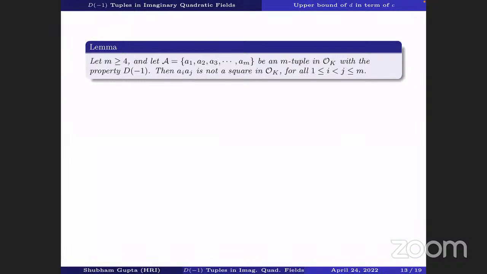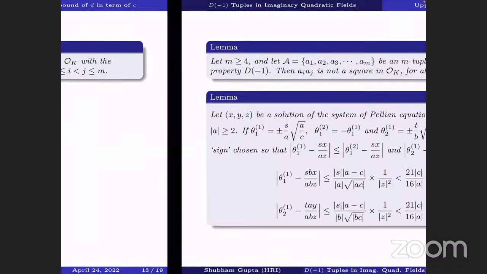Here there's another lemma. Suppose we have an m-tuple in O_K with the property d minus 1. For m greater than or equal to 4, the product of any two distinct elements from the set will not be a square in O_K. Actually, this lemma can be proved by a straightforward calculation. You can prove this lemma.